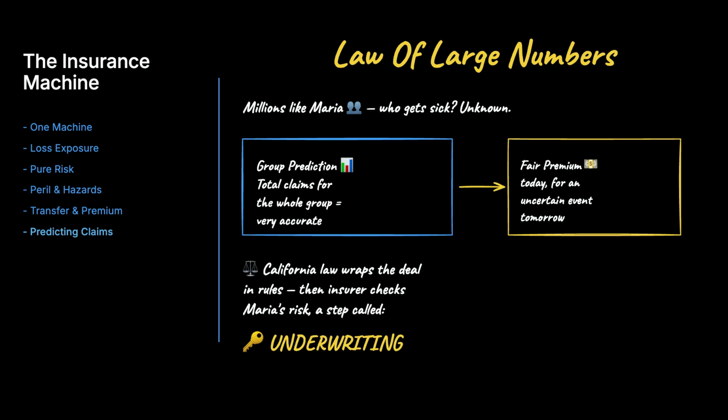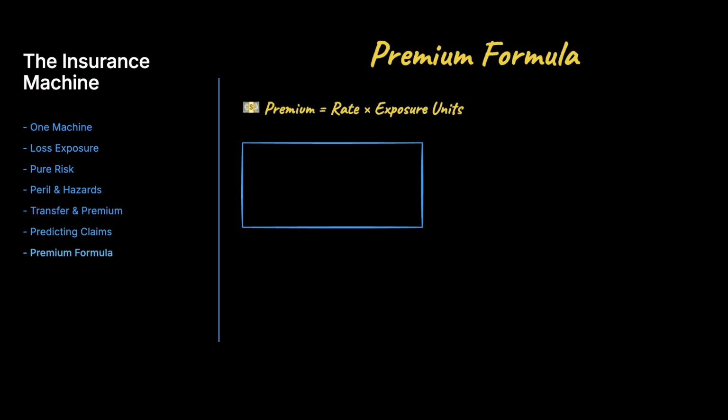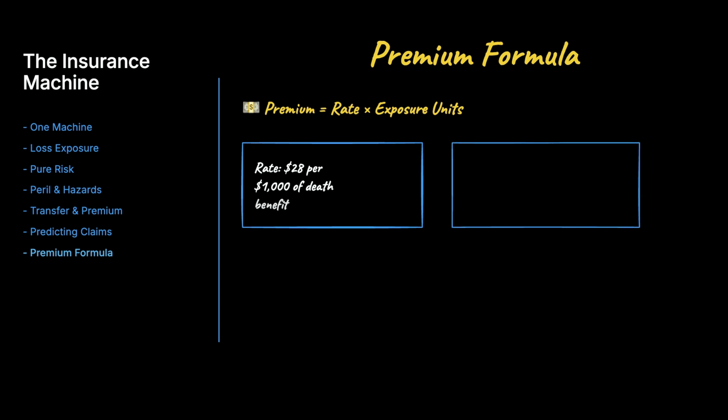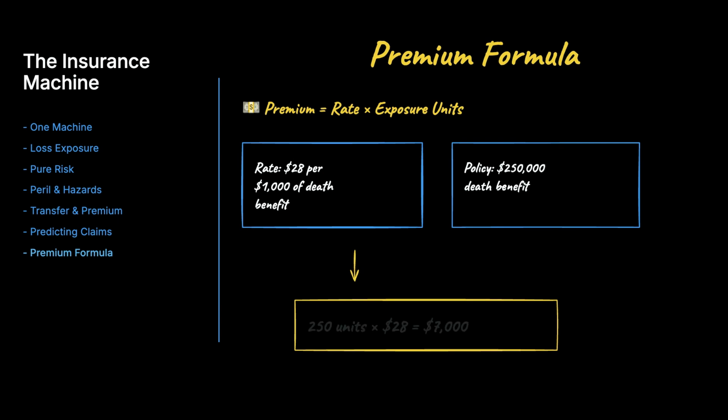California law then wraps the deal in rules, and the insurer checks Maria's risk, a step called underwriting. One practical question or two will test the premium itself. A premium is what you pay to transfer risk, built from a rate times the number of exposure units. Say a life policy costs $28 for every $1,000 of death benefit. On a $250,000 policy, that is $7,000.